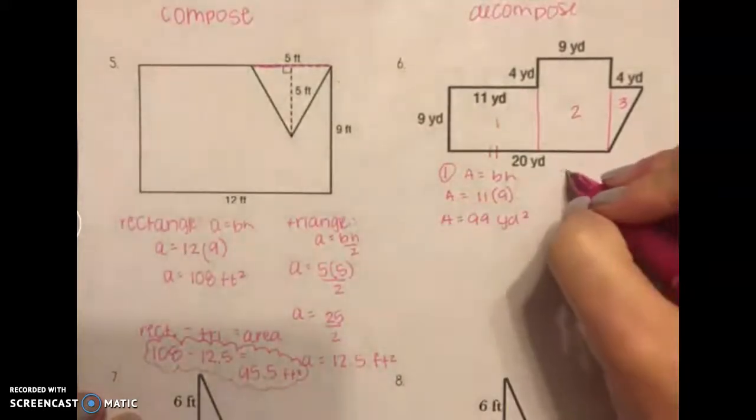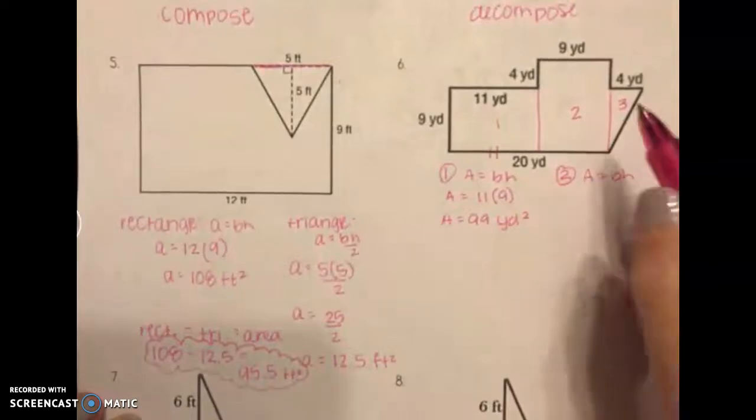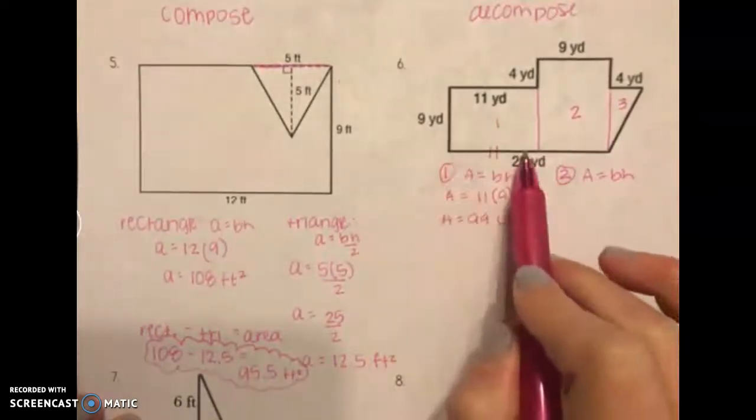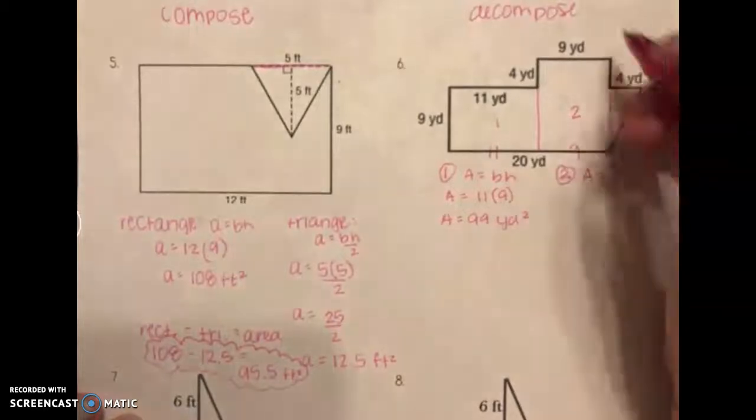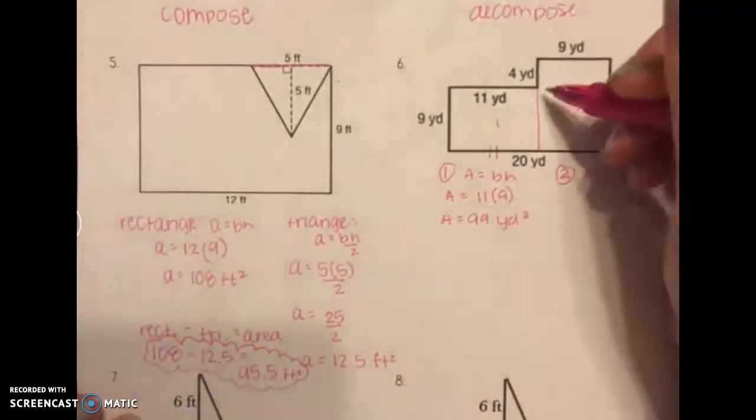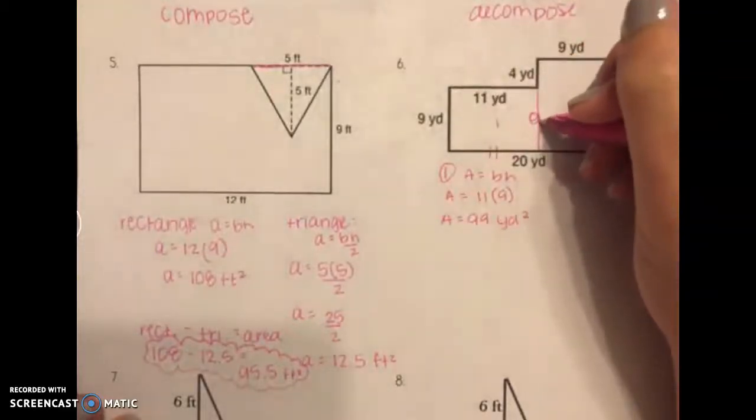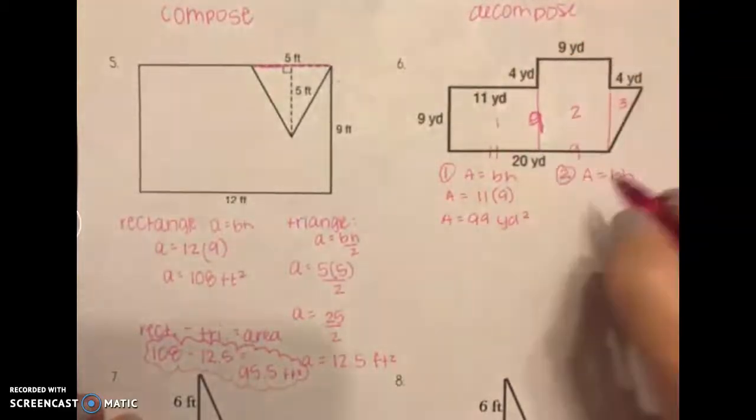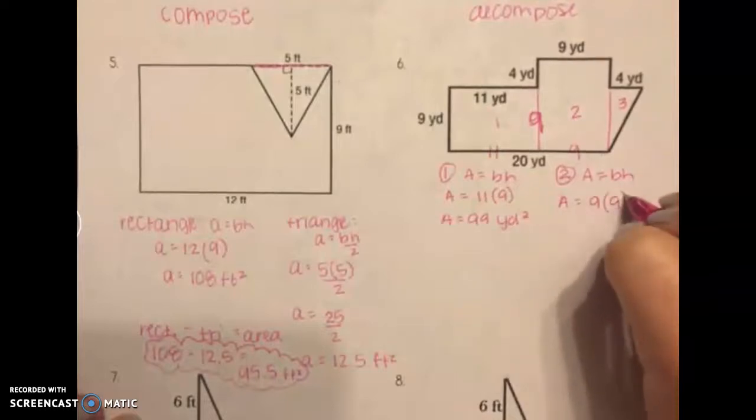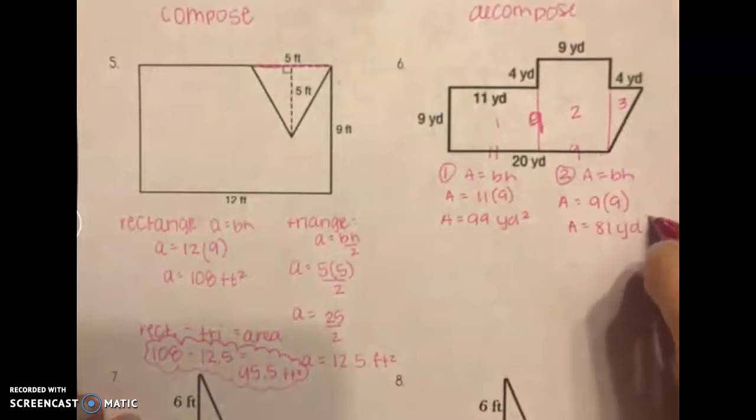For figure 2, it's also a rectangle, so we're going to use area equals base times height. We know this entire thing is 20. I've already used 11, so I'm going to have 9 left, and look at this, 9 here. And we know that if 9 is tall here, that means 9 is also right here. So my area equals base of 9 times the height of 9, which equals 81 yards squared.